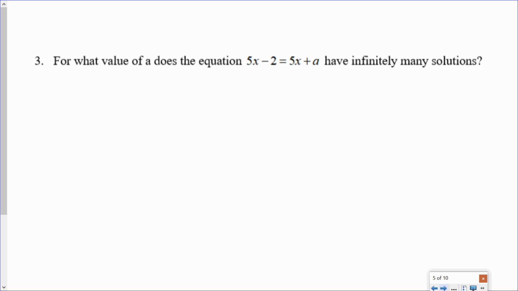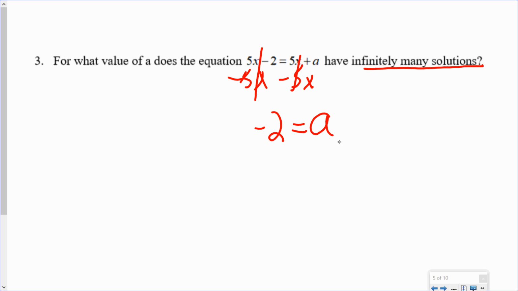So for what value of a does the equation have infinitely many solutions? Well, in order for it to have infinitely many solutions, it must be the same equation. So basically, the 5x's would cancel out, and I would be left with negative 2 equals a. A would have to be the same as negative 2, therefore a would have to be negative 2. You need the constants to be the same if it's going to have an infinite number of solutions.